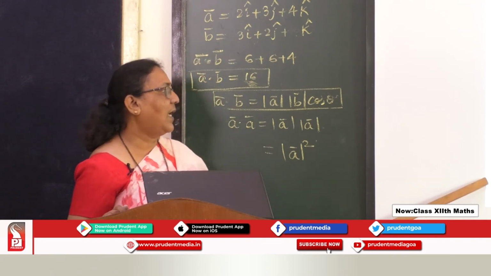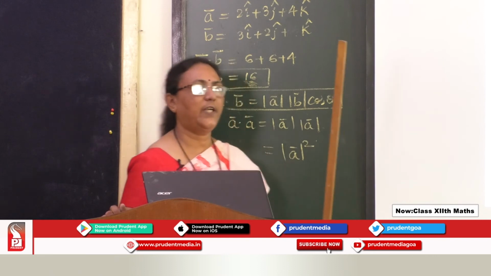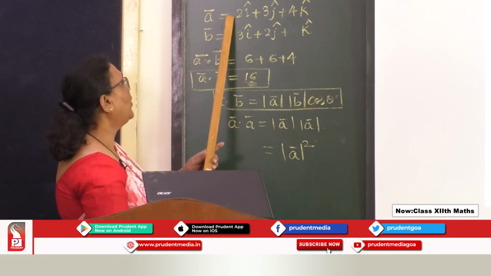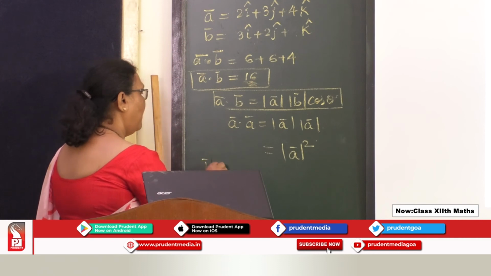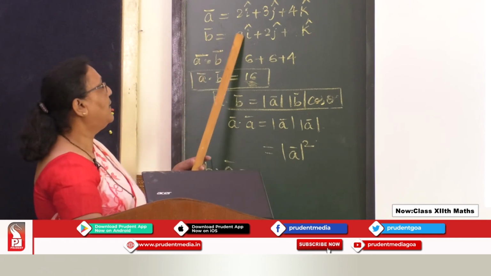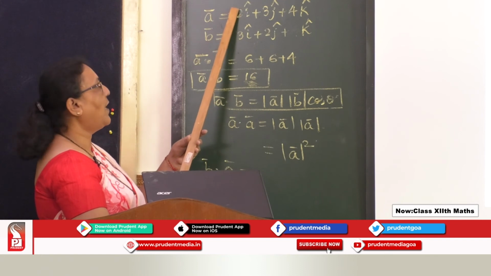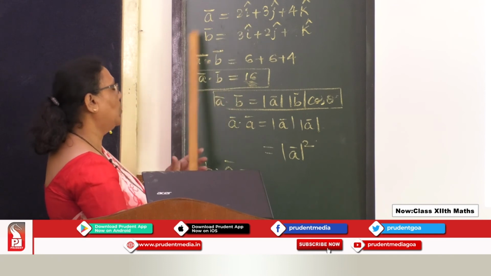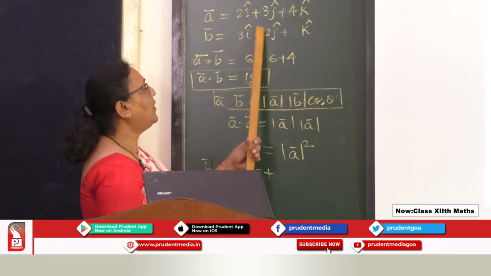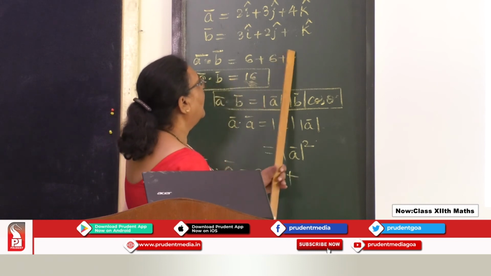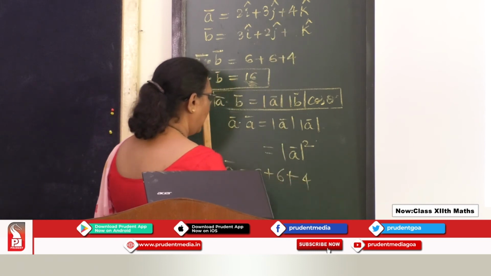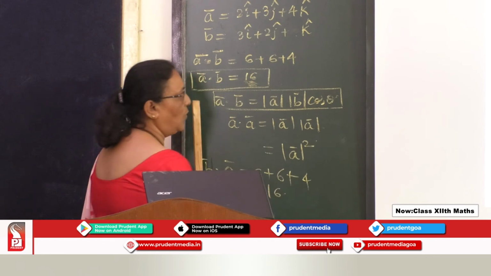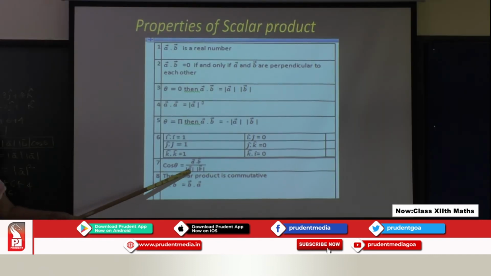Now the scalar product is commutative. See here, if you multiply 2 into 3, or for B dot A you multiply 3 into 2, that is 6. Then here, 2 into 3 again 6, and 1 into 4 again the same. The answer will be the same, 16 only. So the dot product is commutative. All these are properties of the dot product.